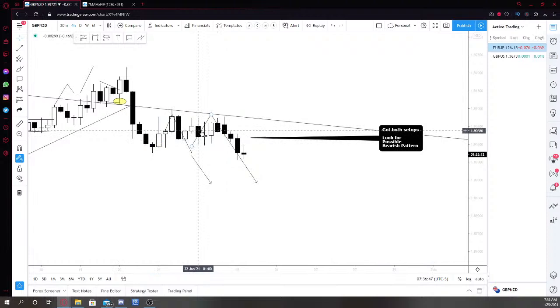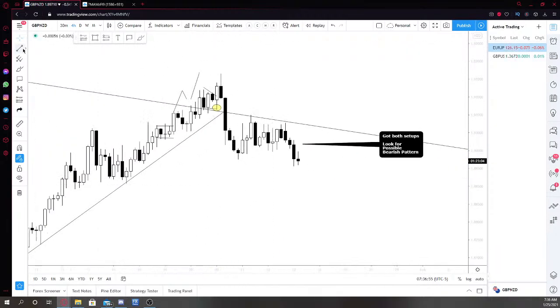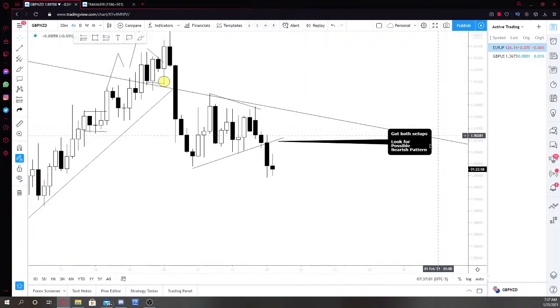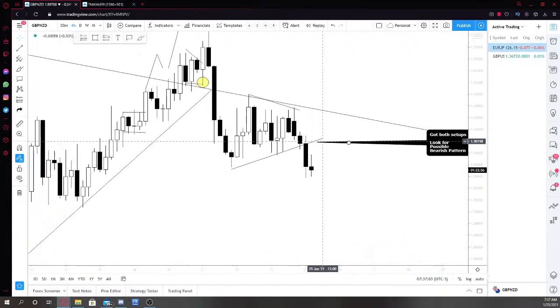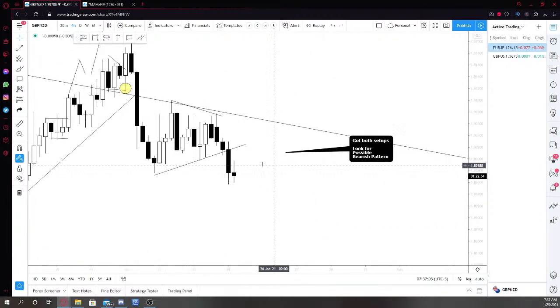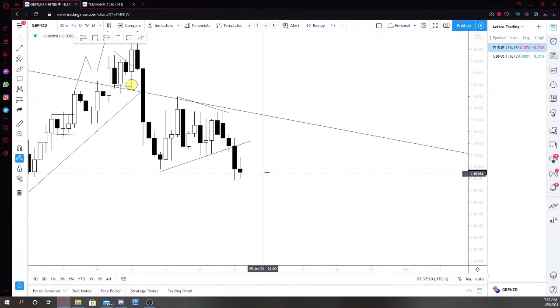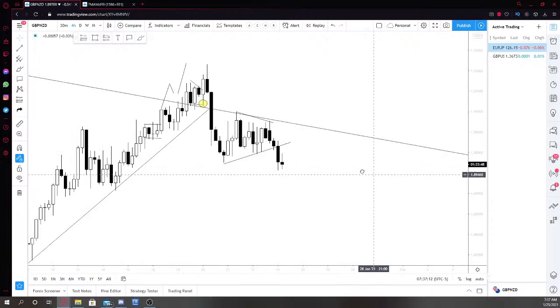Let's go ahead and draw it out here. So we got a triangle, and price has broken out already off the 4 hour.